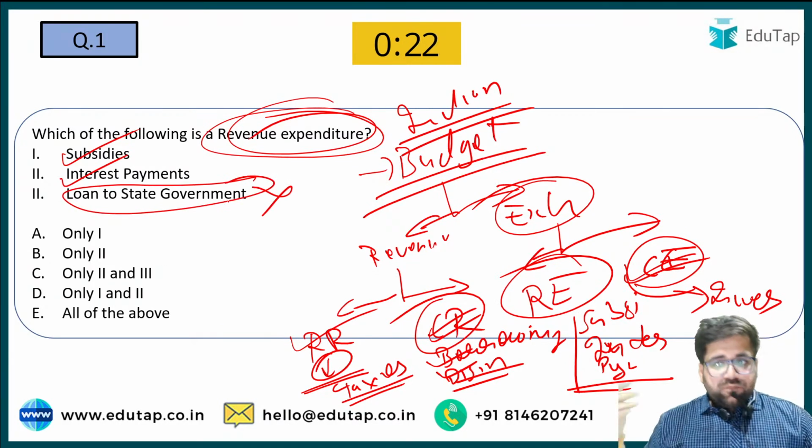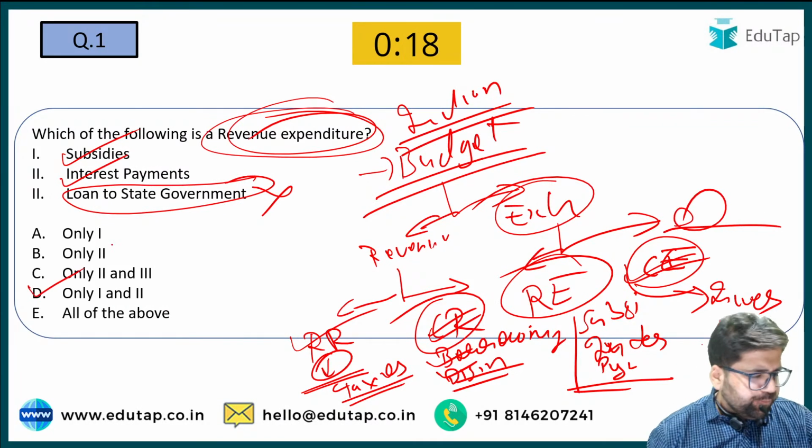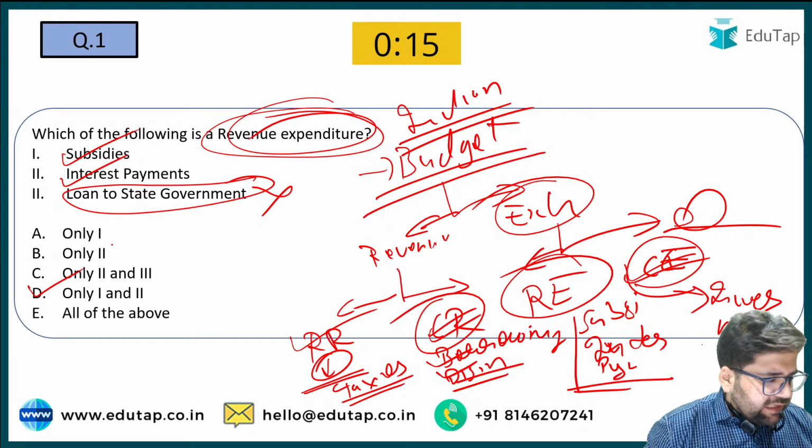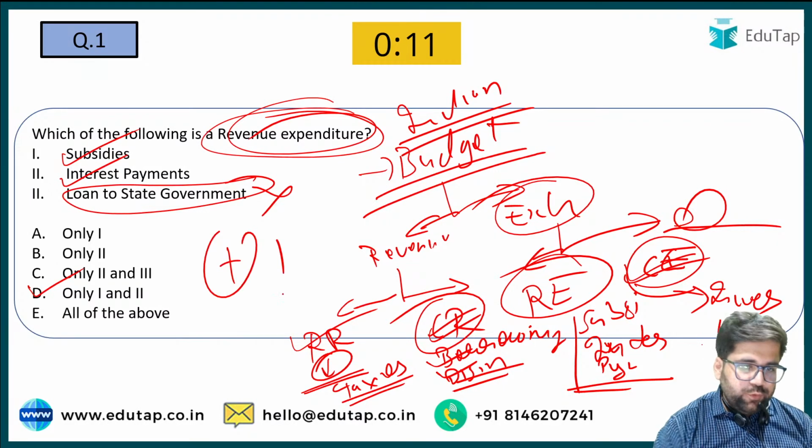It will come to the capital expenditure side. Okay, so the answer of this particular question will be D. Let me see the chat box. Yes, maximum of you have gone with the right answer, I would say. So you will get +1 over here.